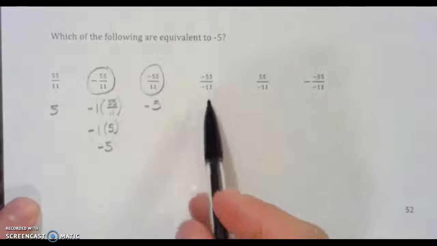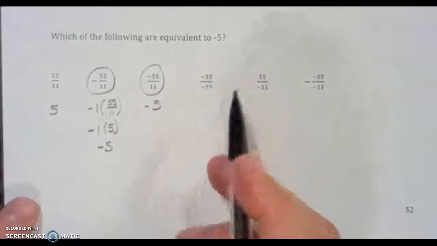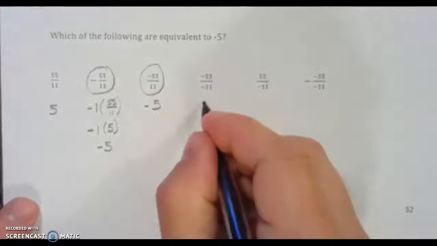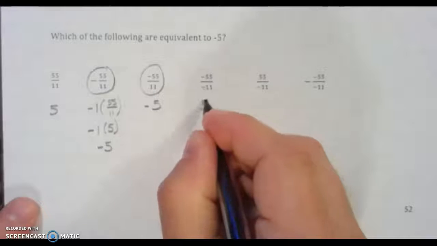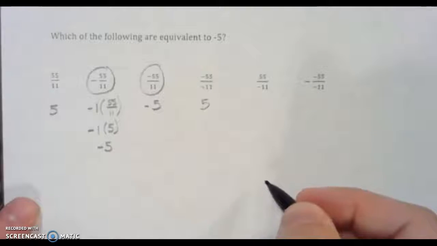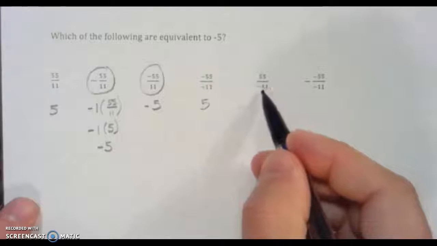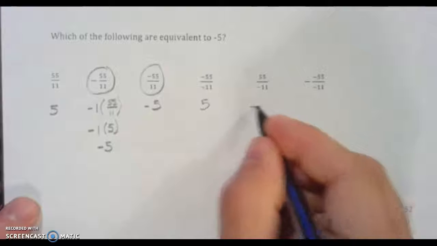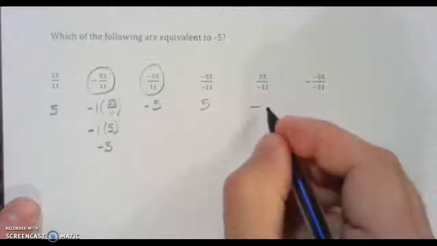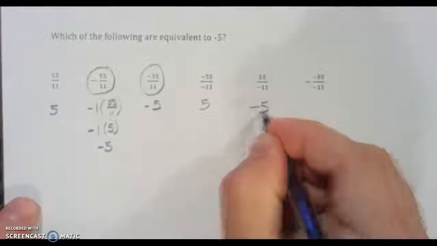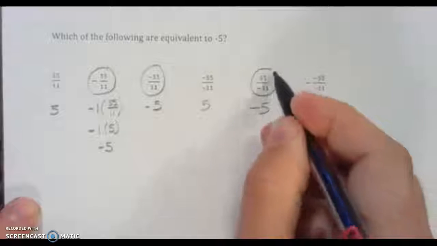In this one, I've got a negative divided by a negative, which is going to be a positive number. This is going to equal +5, so this one is not good. In this example, my negative symbol's in the denominator. A positive divided by a negative is going to be negative, and 55 divided by 11 is 5, so this is -5, so this one looks good.